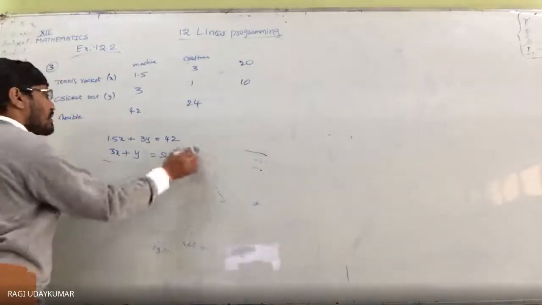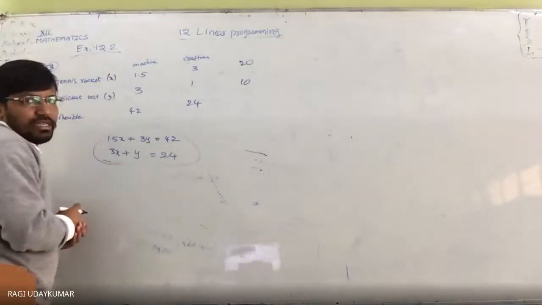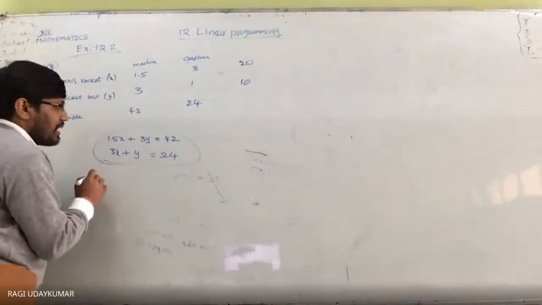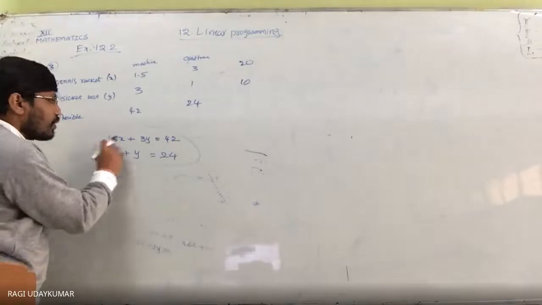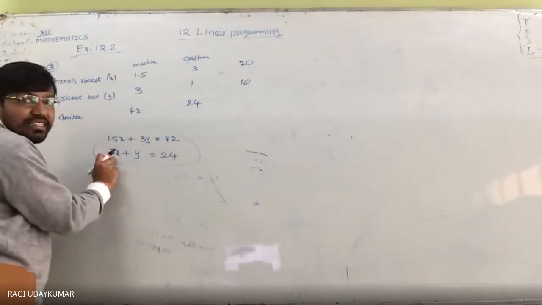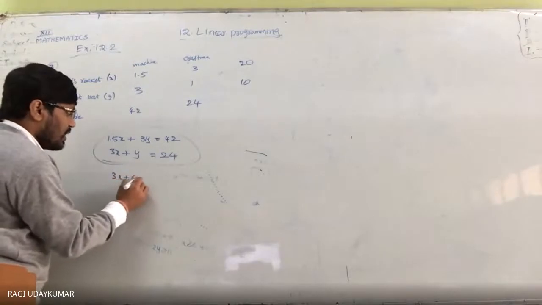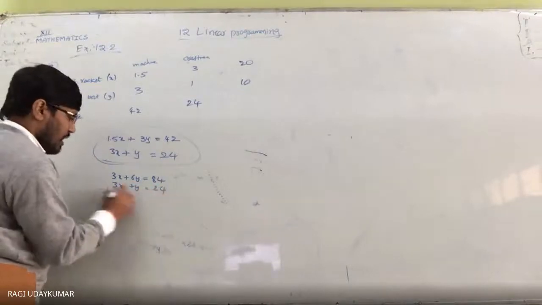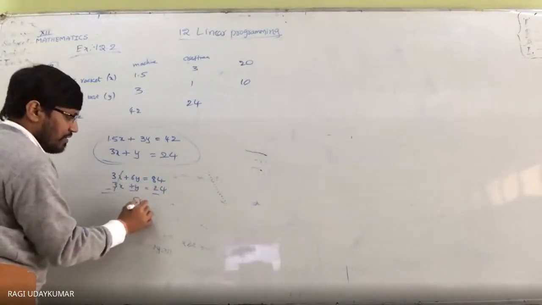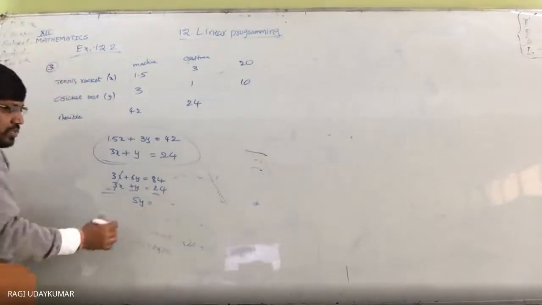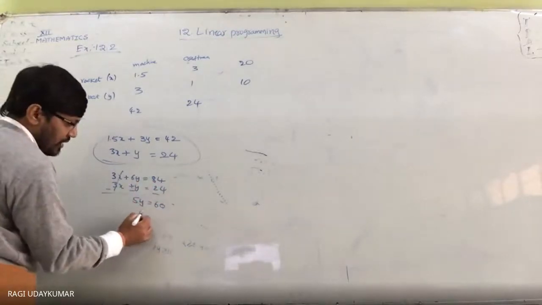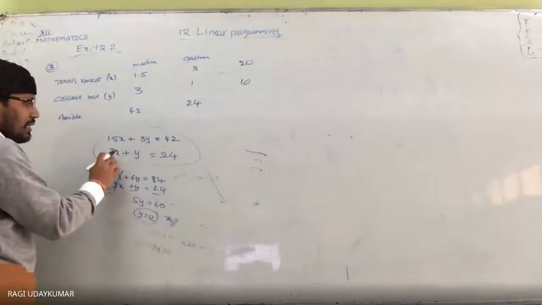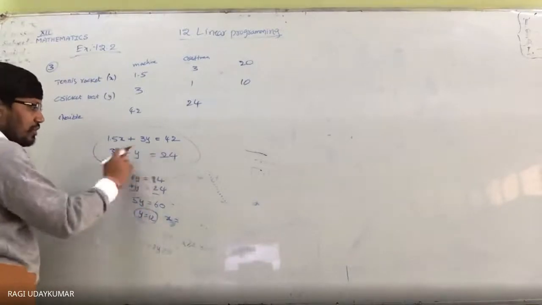Solving these two equations, what point are you going to get? You can multiply the first equation by 2, because 3x is there. Multiplying by 2, we get 3x plus 6y equals 84, and 3x plus y equals 24. Subtracting these two, you are going to get 5y equals 60. So y equals 12. Substitute in any one of the two equations to get x. If y is 12, x is 4.